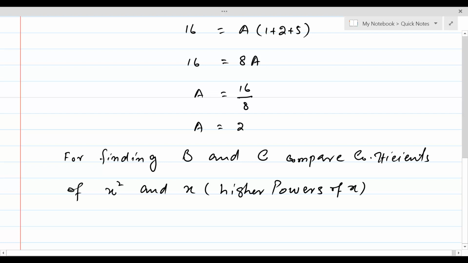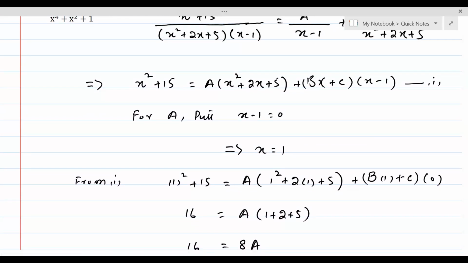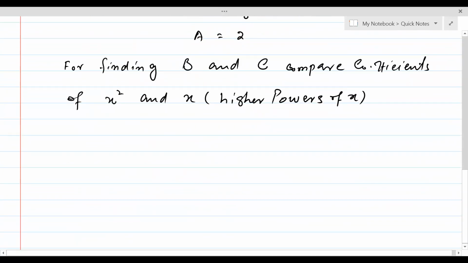By doing so, from equation 1, if we make the comparison, x squared has coefficient 1 on this side, and when we multiply a with x squared, that gives us the coefficient of x squared as a, and when bx is multiplied with x, that also gives us bx squared, so that gives the coefficient of x squared as b. So the relation we get is 1 is equal to a plus b. This is the relation we get by comparing coefficients of x squared. So a is already known, so 1 is equal to 2 plus b. This gives us b equal to minus 1.